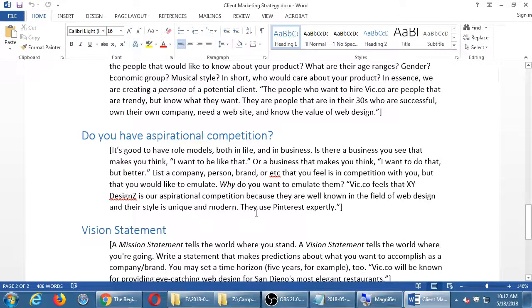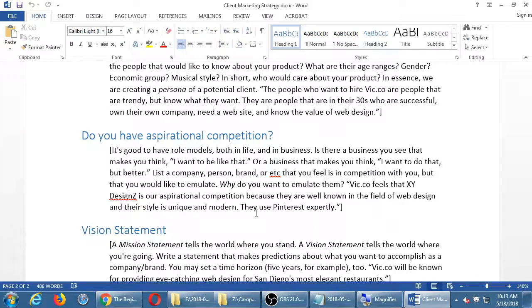Do you have aspirational competition? It's good to have role models, both in real life and in business. Is there a business you see that makes you think, I want to be like that? Or a business that makes you think, I want to do that, but better? List a company, person, brand, whatever, that you feel is in competition with you, but that you would like to emulate. Why do you want to emulate them? The example here, Vic.co feels that XY Designs is our aspirational competition because they are well known in the field of web design and their style is unique and modern.